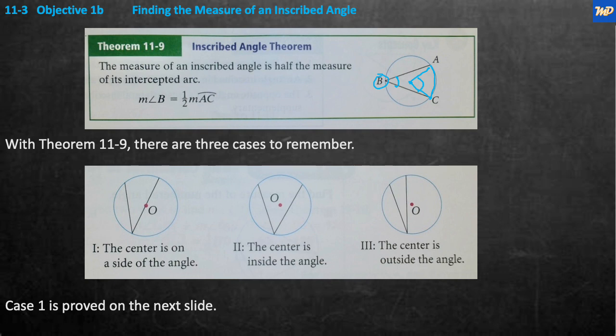Okay? So with Theorem 11-9, there are 3 cases to remember. We're going to address case 1. The center is on the side of the angle. So the center of the circle rides along on that chord, which is actually a diameter. We're going to prove that. You could prove cases 2 and 3 if you chose. I'm not going to do so here. They're exercises 40 and 41 in your textbook. So case 1 is proved on the next slide.